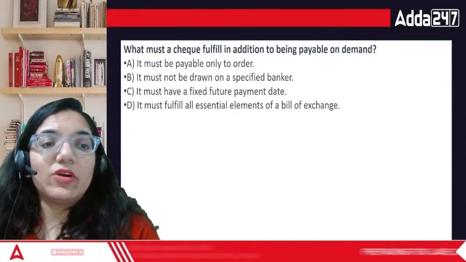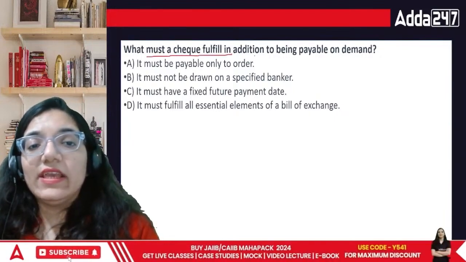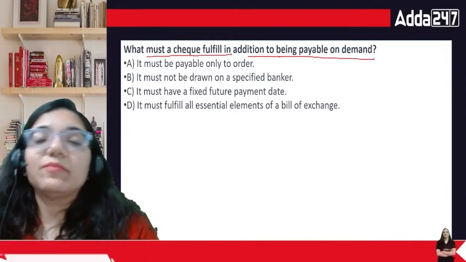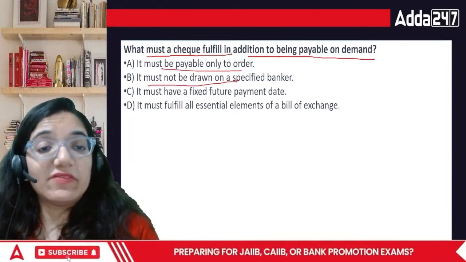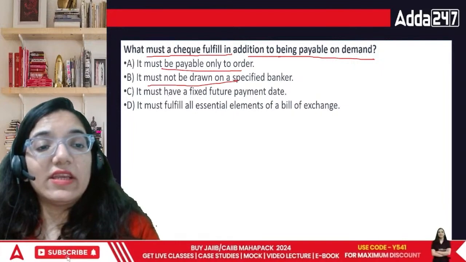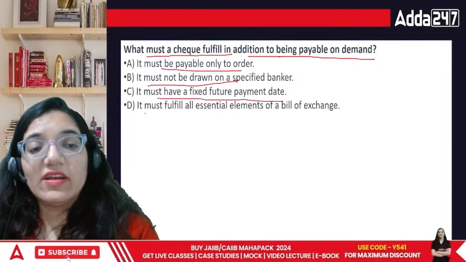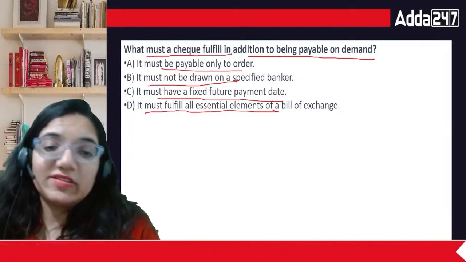What must a check fulfill in addition to being payable on demand? It must be payable on order. It must not be drawn on a specified banker. It must have a fixed future payment date. It must fulfill all the elements of a bill of exchange.